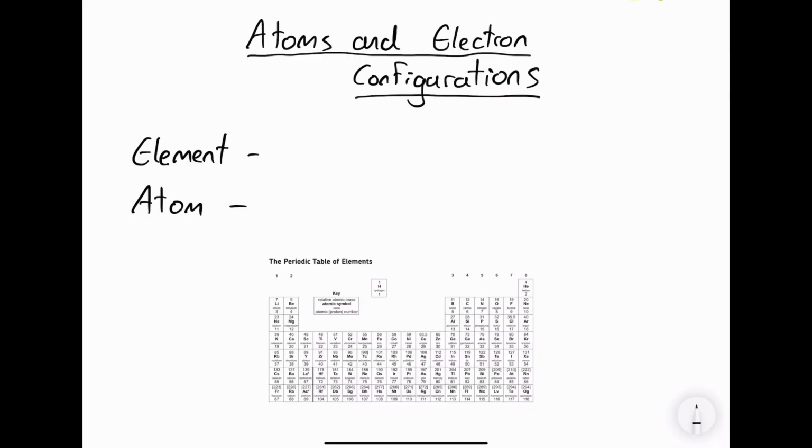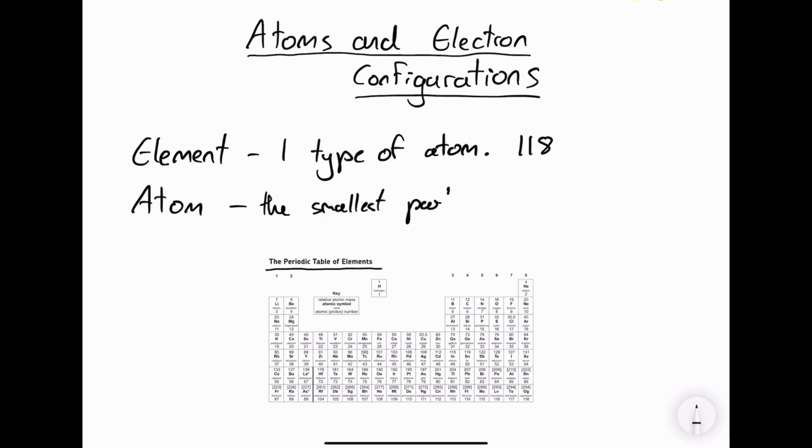So I'm just going to introduce you to some vocabulary that we're going to be using in this video. An element is one type of atom. And all of the elements, there are roughly 118 elements, and they're all shown on the periodic table of elements. An atom is the smallest particle of an element that can exist.